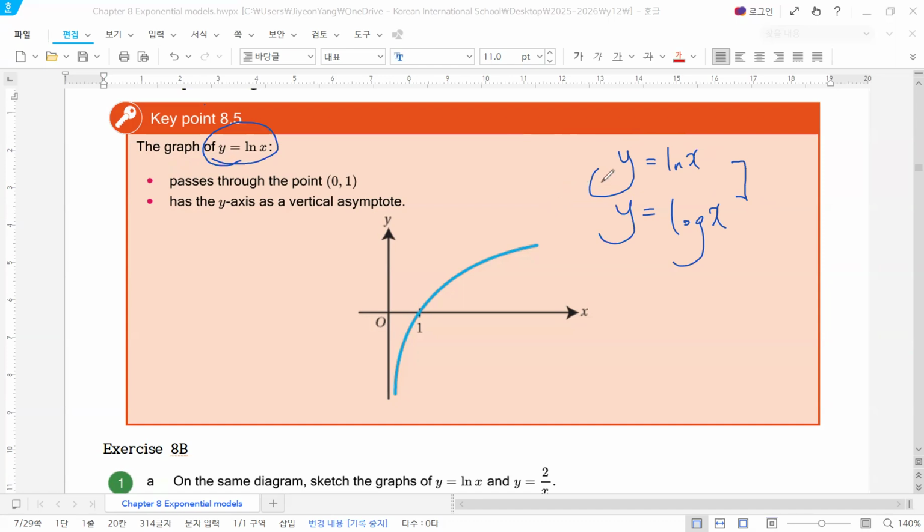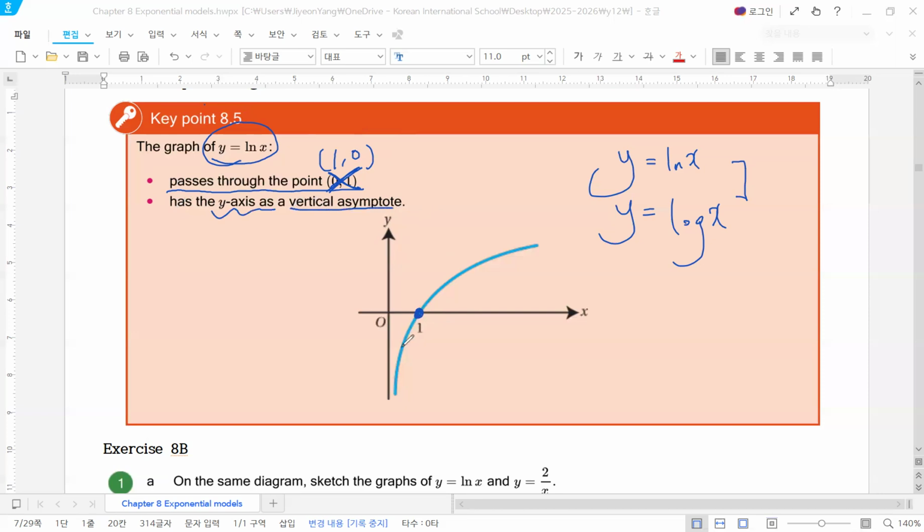Students, you need to remember its property. Firstly, can you see it passes through the point (0,1)? No, it's not (0,1). Sorry, guys. It's (1,0). Please correct it. (1,0). And also it has the y-axis as a vertical asymptote.